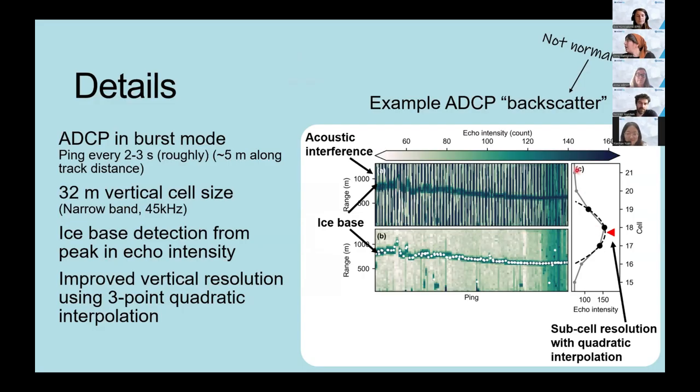And then we use an interpolation, a quadratic interpolation, to get subcell resolution, because the initial resolution of the ADCP is quite coarse. It's 32 meters. Yes, and the ADCP was in burst mode, so it sent out a ping every 2 to 3 seconds. So that means, yeah, a few meters apart.